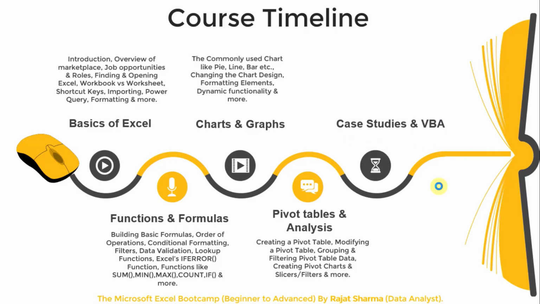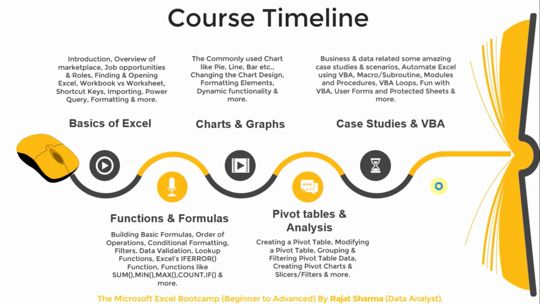Next is case studies and VBA. Yes, definitely this is going to be an amazing part in this course, because whatever we cover before this part is totally manual, and after learning VBA, we are going to make our Excel an automated Excel. Means how we can do our work automatically with the help of Excel, how we can automate our Excel. We will learn the automation, the modules, the procedures, VBA language, how we can read it, what macros are, how we can use them in Excel, what a protected sheet is, user form.